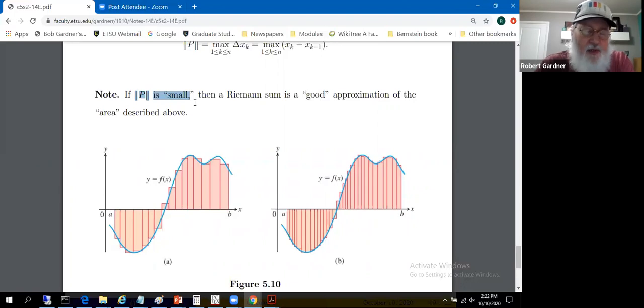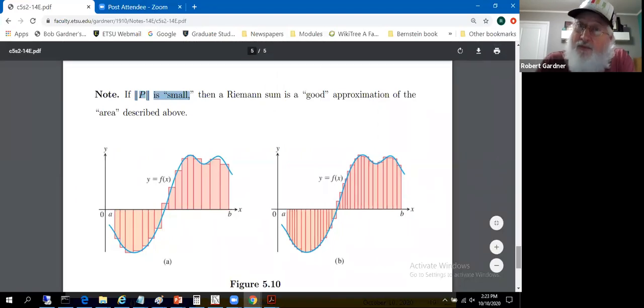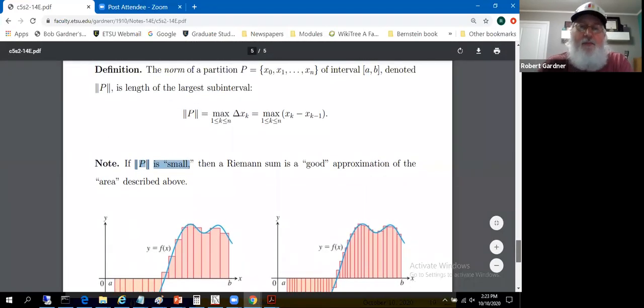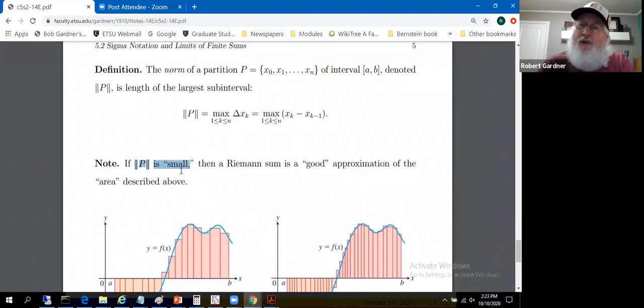If it's a regular partition, all the pieces are the same size, and lots of pieces mean you must have small pieces, and it's small pieces that matter. In other words, if the norm of the partition is small, well, the norm of the partition is the largest subinterval. Well, if the largest one's small, then they're all small. So that's the big idea behind looking at the norm of a partition. It's kind of the worst subinterval. It's the widest one, the one of greatest length.